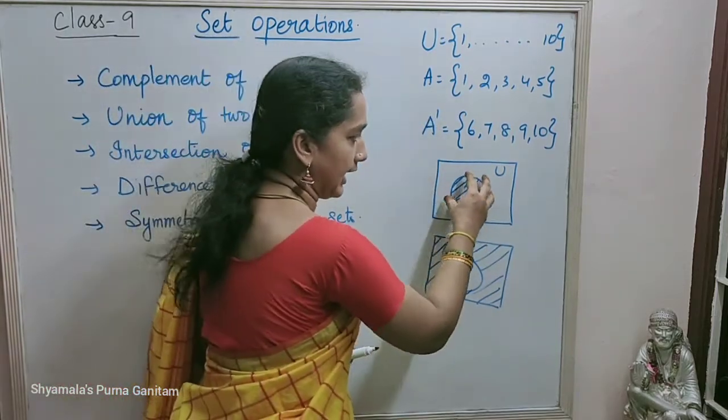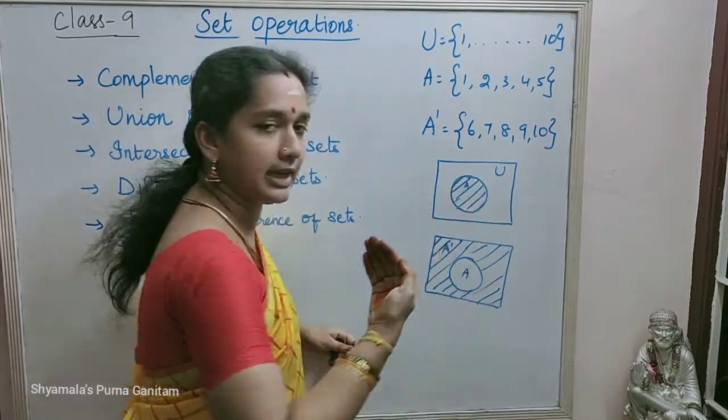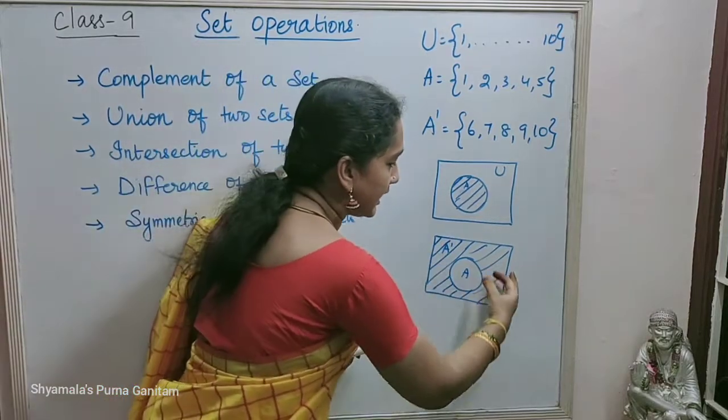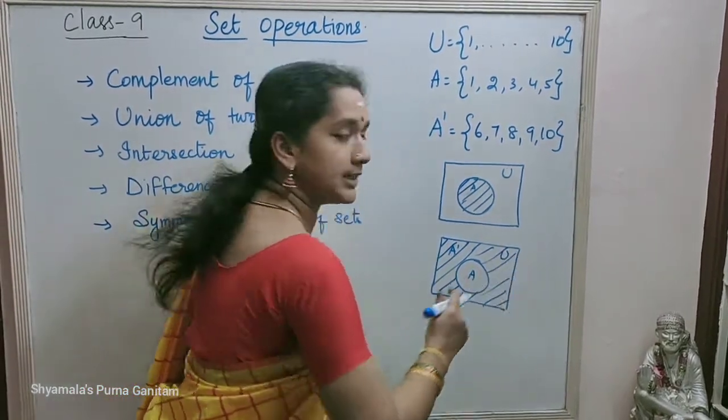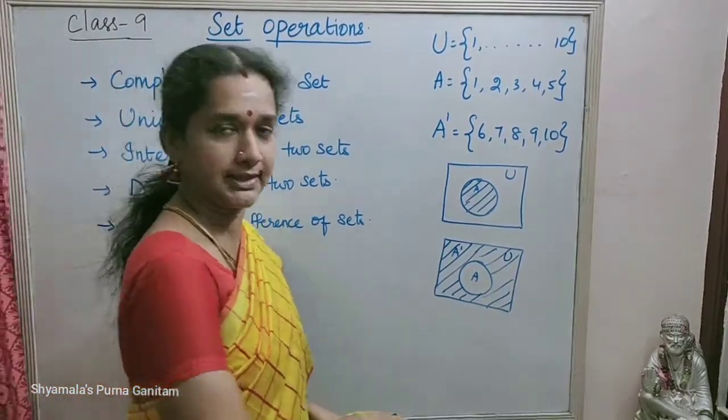This is set A, and this is the universal set. When you take the elements of A out, the remaining elements of the universal set are called A dash. So this is the complement of a set.